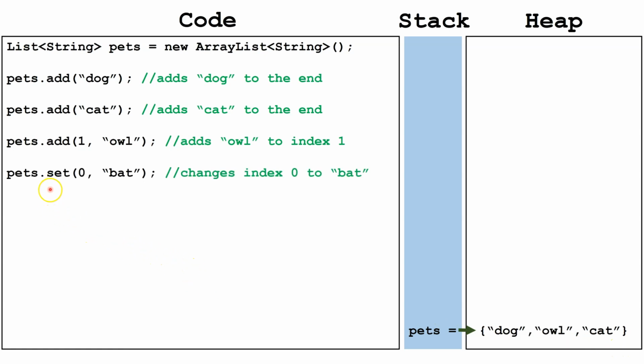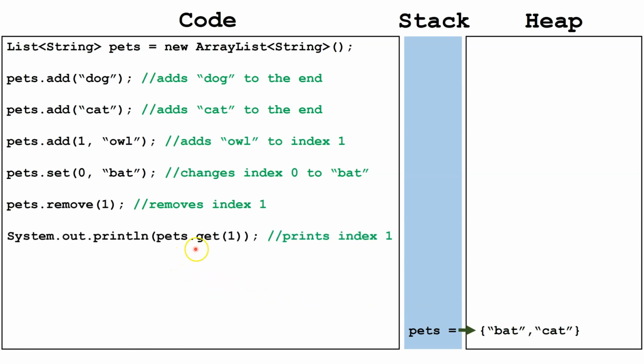Next, we can use the set method. The set method will change the value of the object at the given index. So index 0 will get changed to the string bat. The remove command will remove the object at the given index and slide everything else down to take up the empty space.